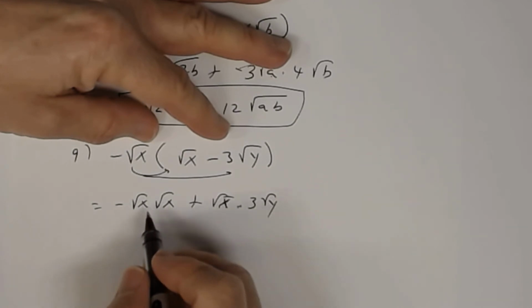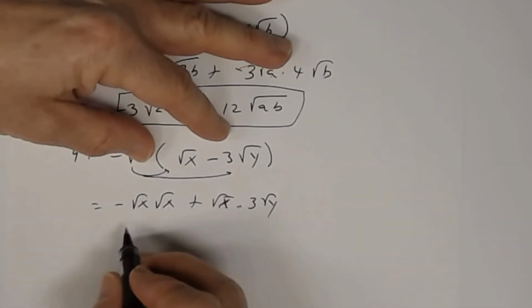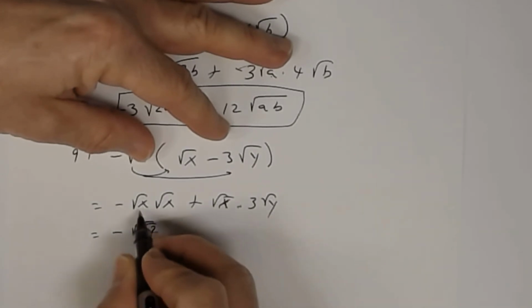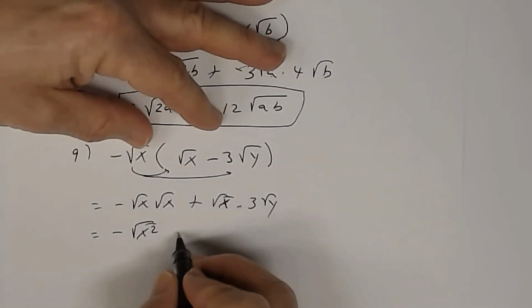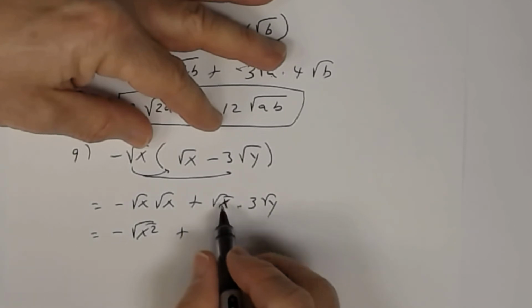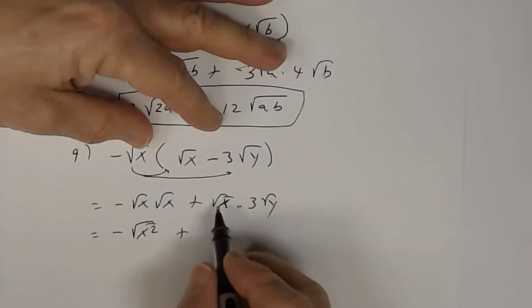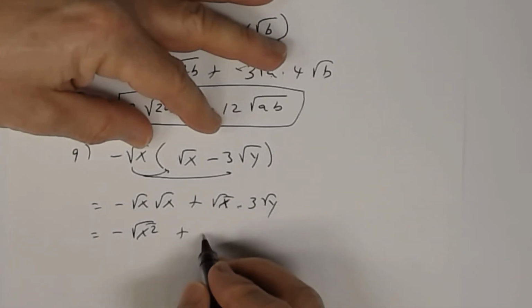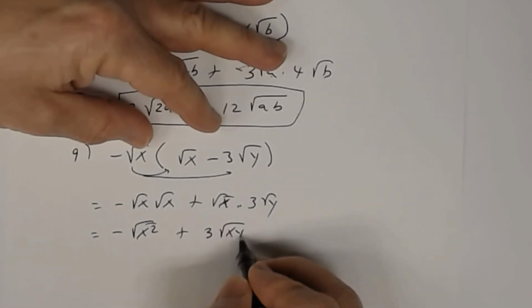I want you to remember that the square root of x and square root of x, let me go ahead and write it underneath. Square root of x and square root of x, y'all agree with square root of x squared, right? Because x times x is x squared. And then over here, plus, and then you're multiplying two square roots. Notice the indices are the same, so just multiply the radicands together. So it becomes 3 square root of xy.